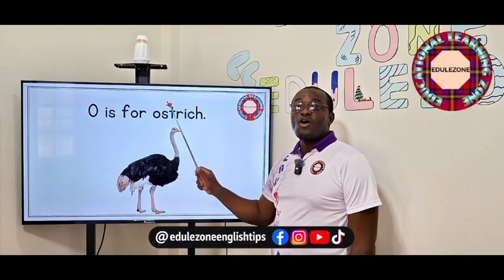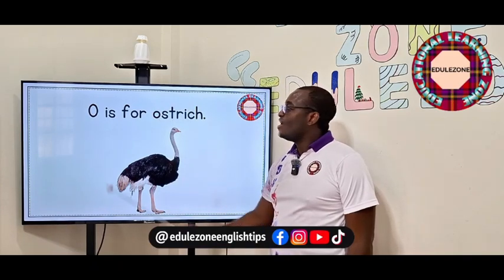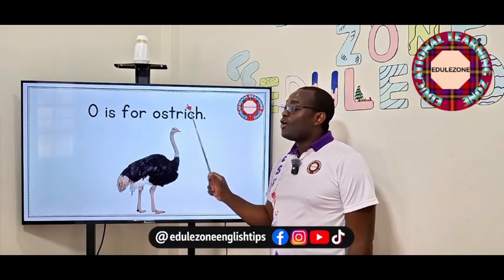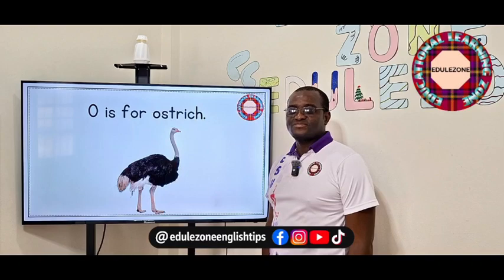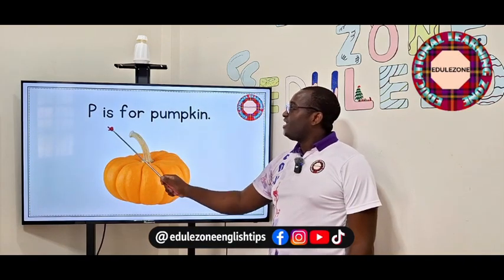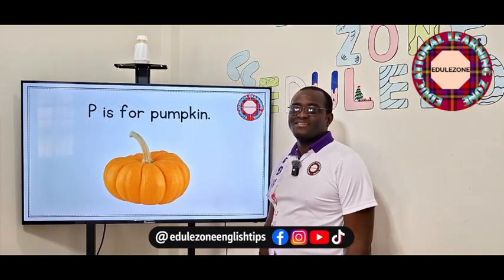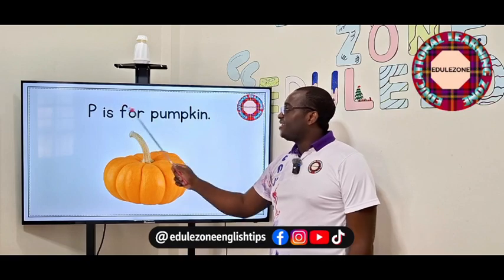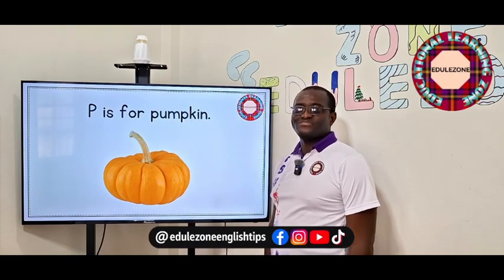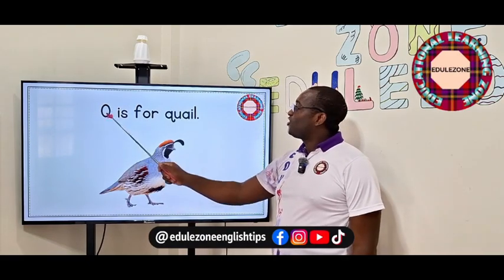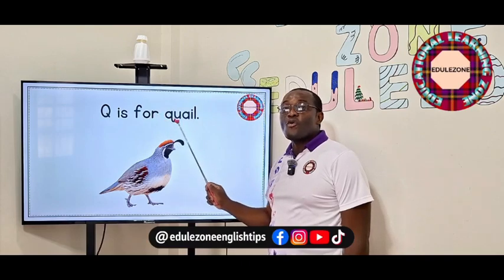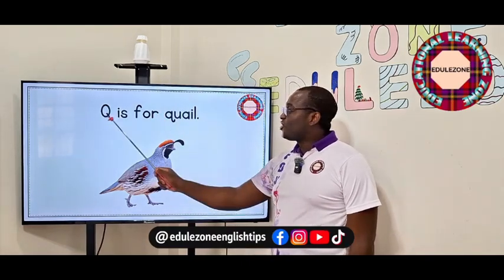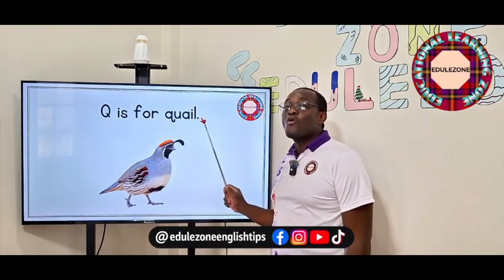O is for ostrich. P is for pumpkin. Q is for quail.